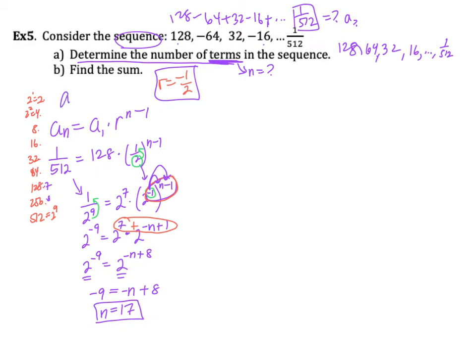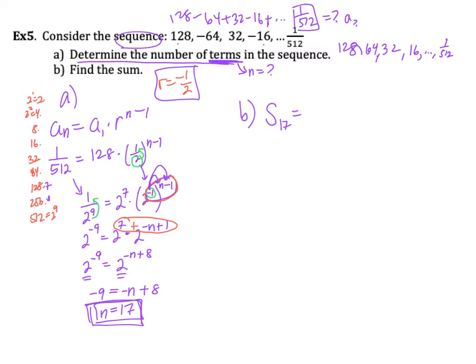So all of that for part A. Determine the number of terms in the sequence. There are 17 terms in this sequence. For part B, we're actually going to calculate the sum. Well, we've said it's a geometric sequence, and now we're going to add them up. So we need to take the sum of a geometric series, and we just said there are 17 terms, so we're taking the sum of the first 17 terms of this geometric sequence.